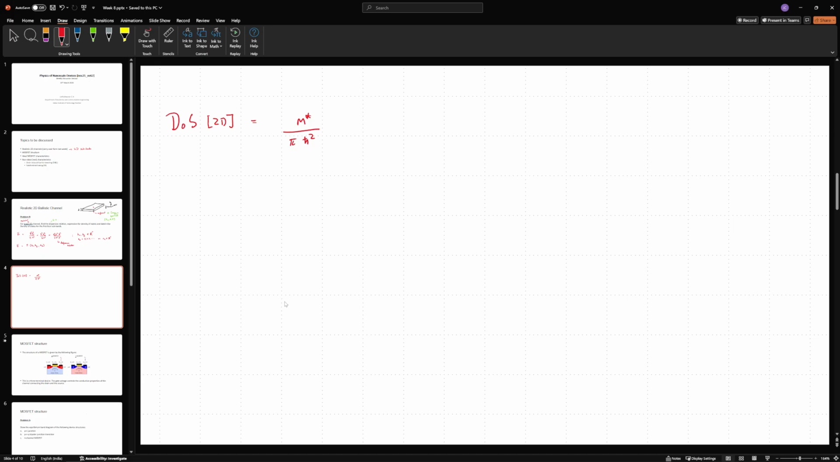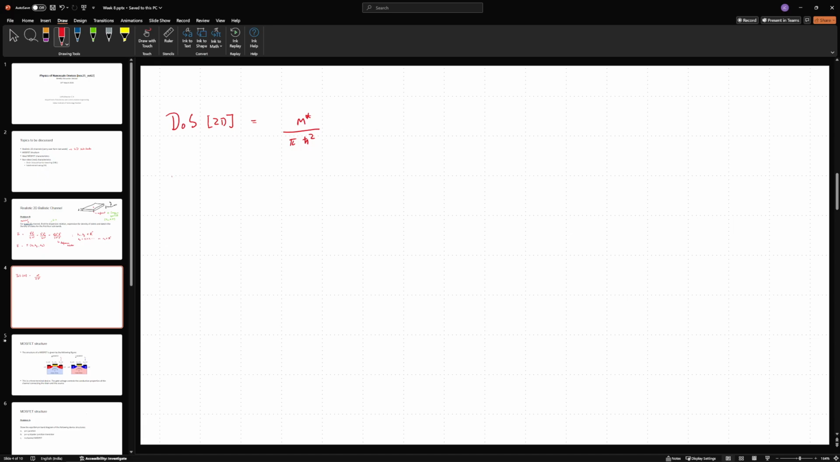So this is the density of states. However, now what we need to remember is I'm not going to go too far into the explanation here because I'm going to refer to the previous week's slides, where I had a rather in-depth discussion on why the density of states is not exactly this.